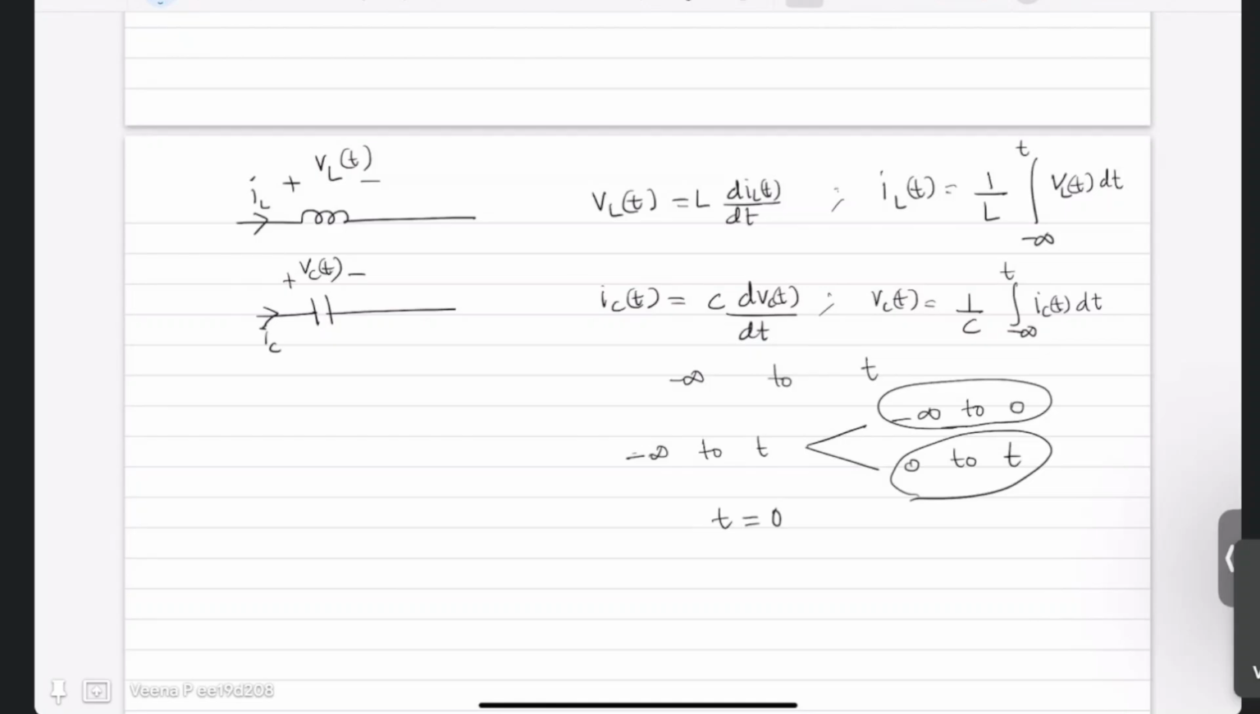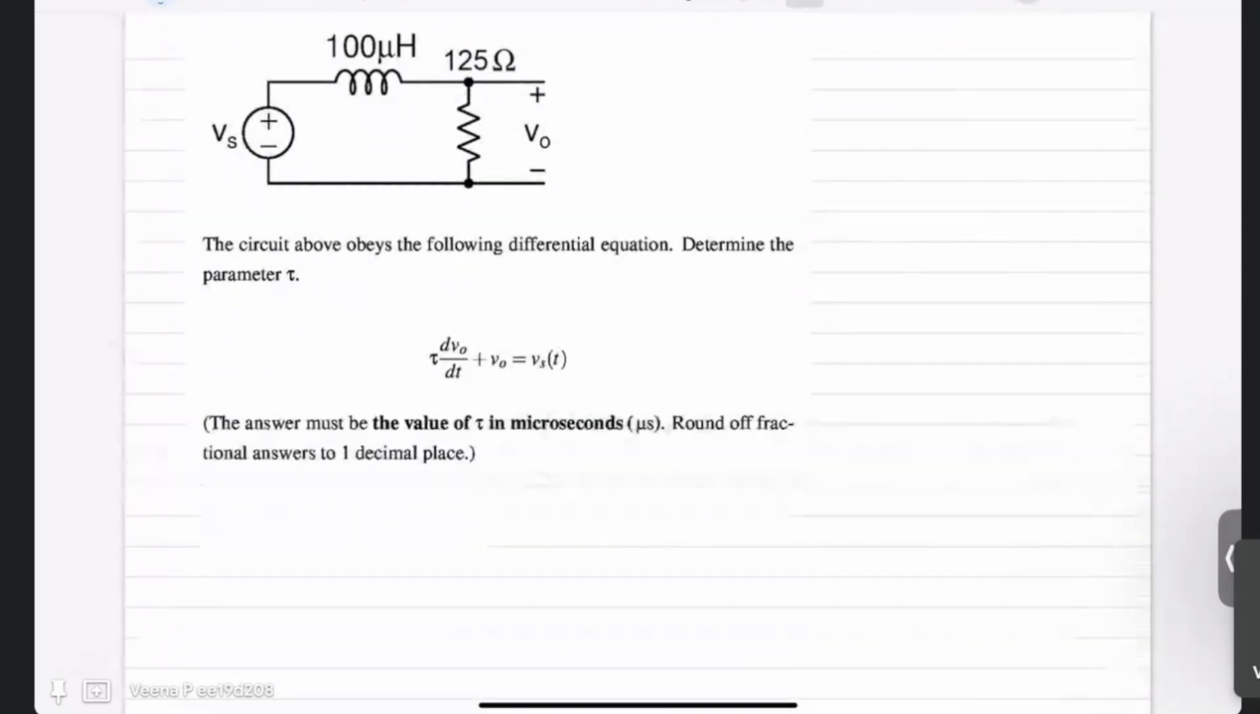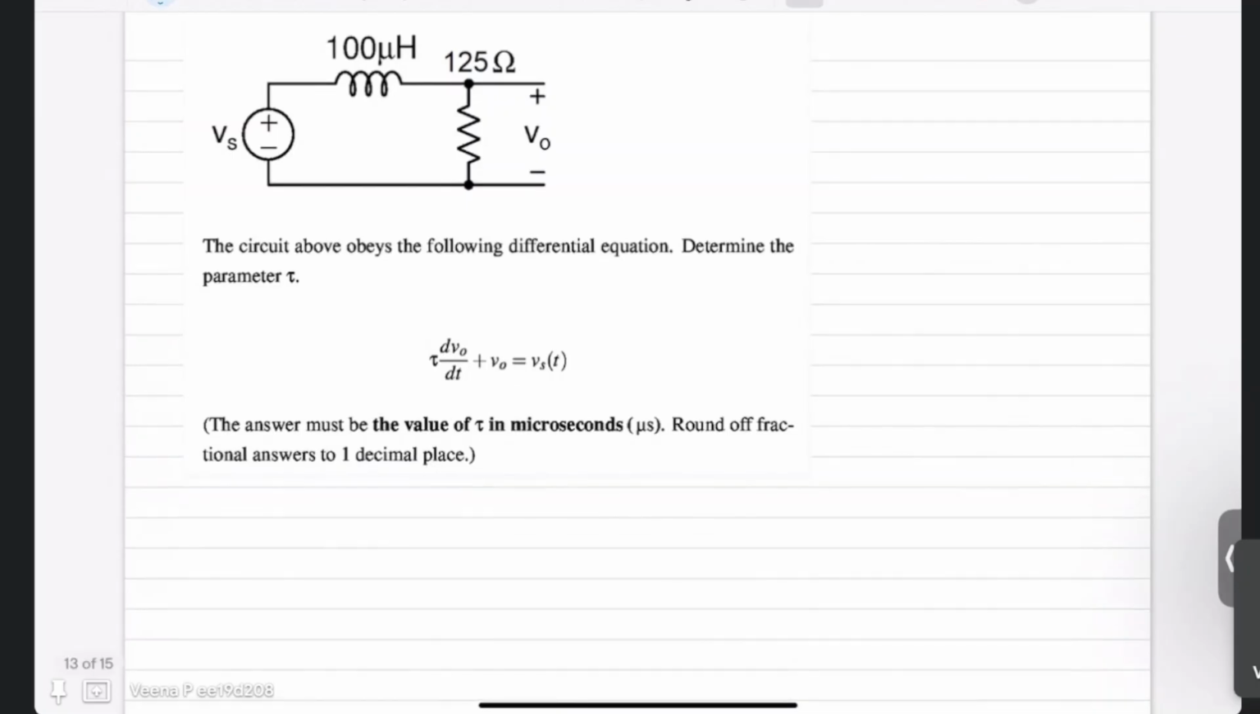So, keeping this in mind, we will solve this problem. The circuit above obeys the following differential equation. Determine the parameter tau. So, you have a simple RL circuit with your voltage source. Let the voltage developed in your inductance be VL of t and that of your resistor be VR of t. The resistance voltage is also given as your output voltage, which is also a function of time.